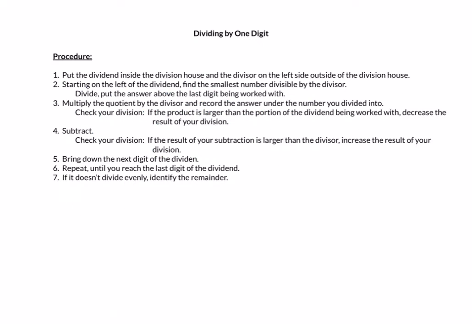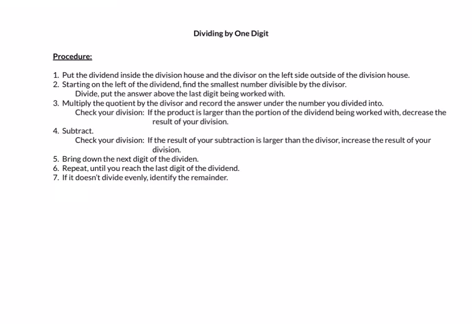Okay, so let's talk about our procedure for division. The first thing that we want to do is put the dividend inside the division house and the divisor on the left side, outside of the division house. Remember, your dividend is your first or your top number. Your divisor is your second or your bottom number.